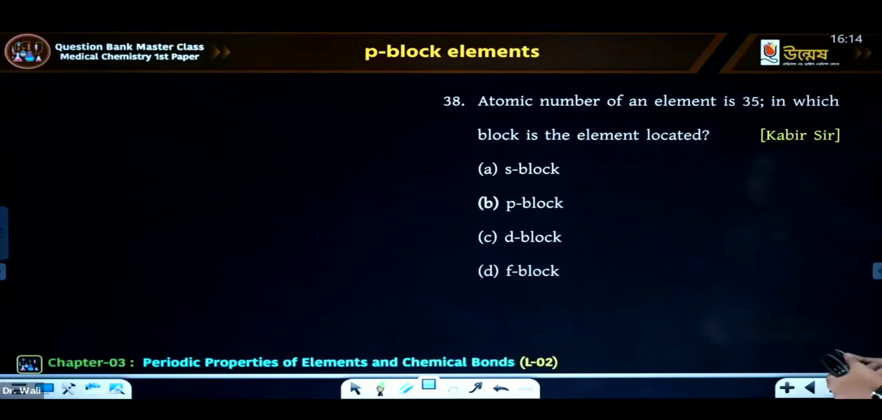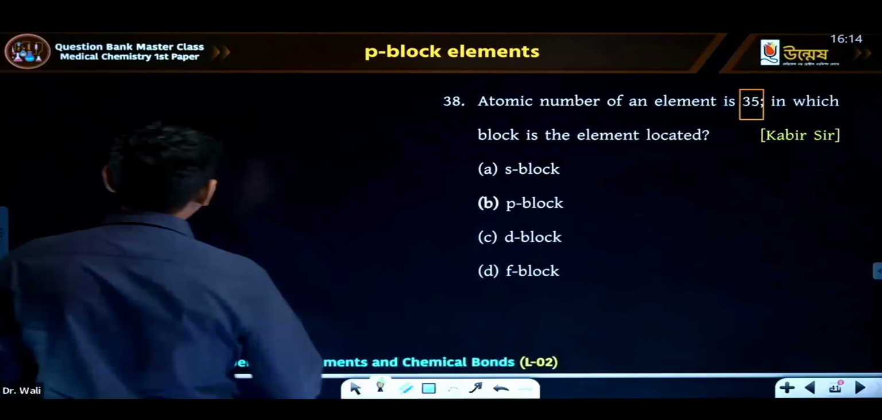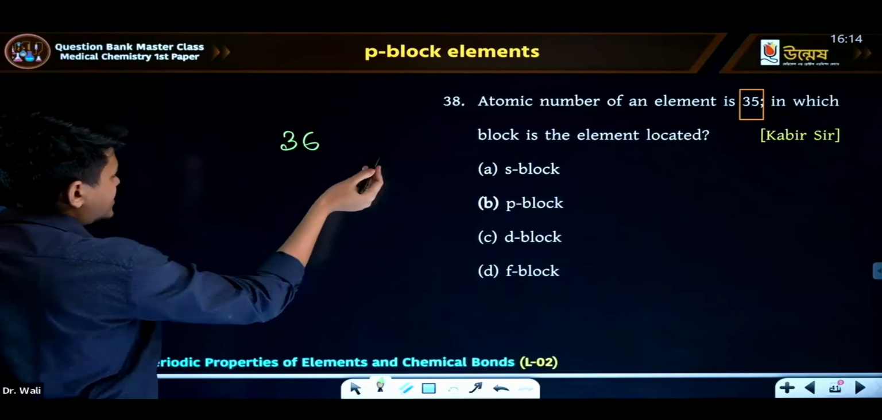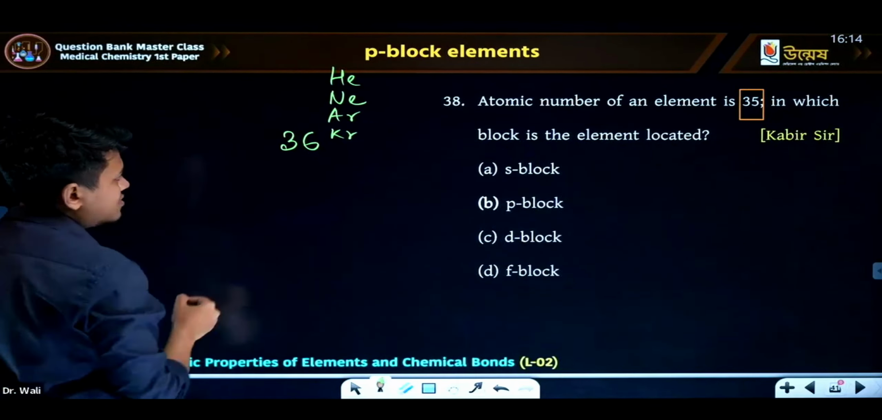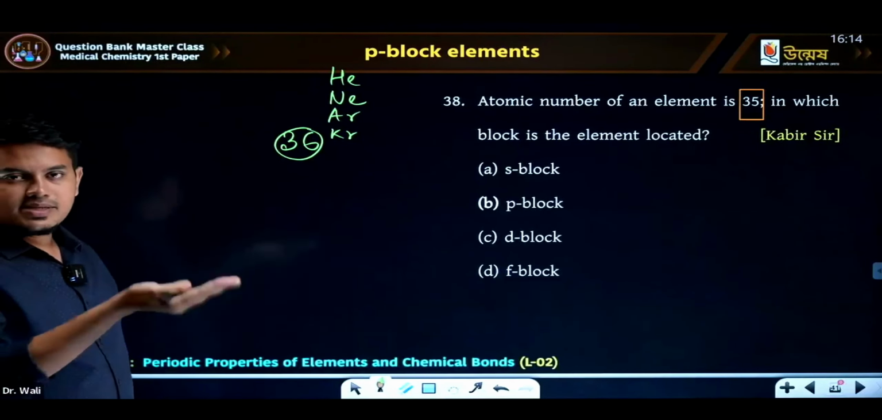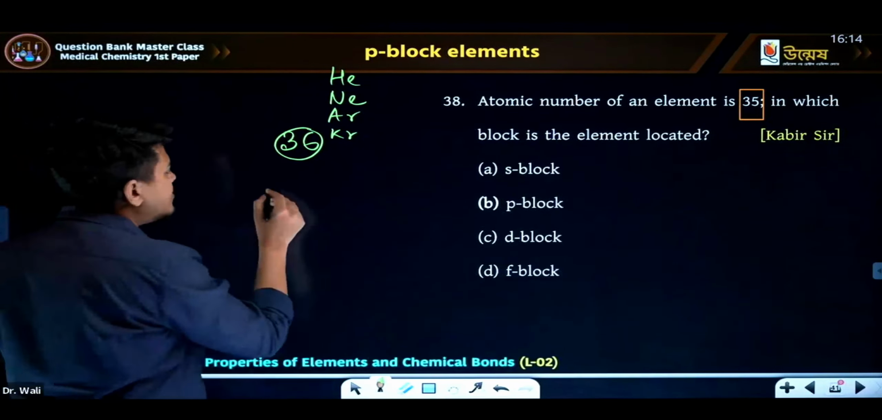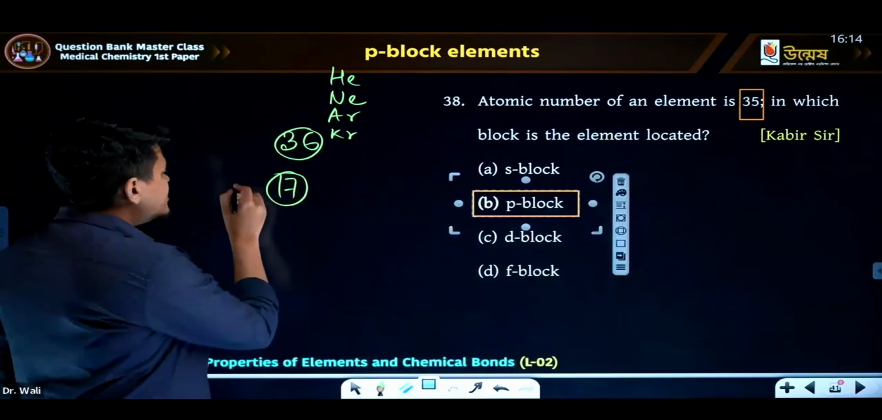Okay, the atomic number of an element is 35. In which block is the element located? Okay, as you know, we just have to compare it with the nearest inert gas. You know that helium, neon, argon, then comes krypton, which has the atomic number 36. So 35 will be placed immediately before krypton. So the group will be 17, and we all know the 17th group belongs to p block.